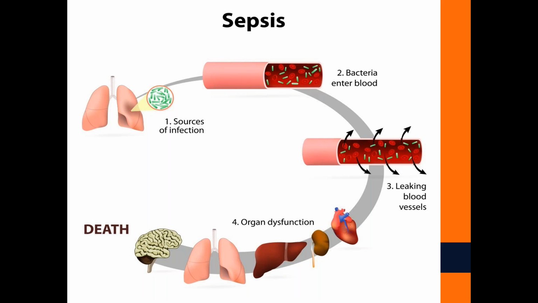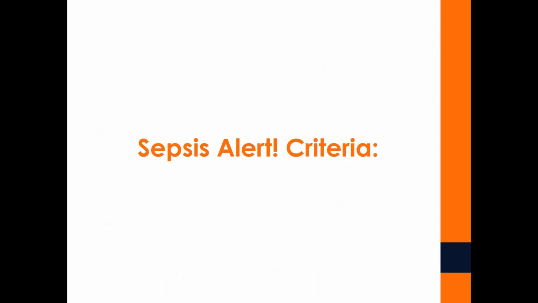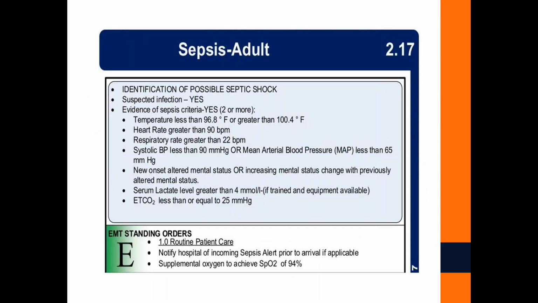So if oxygenation is the problem, oxygenation and transport is going to be the solution. Sepsis has become such a big deal that we actually have a protocol for it in Massachusetts. We have a sepsis alert that we will call into the hospital because these patients are so sick that they have a legitimate chance at dying right in front of you. So let's take a look at our sepsis criteria here for a minute.